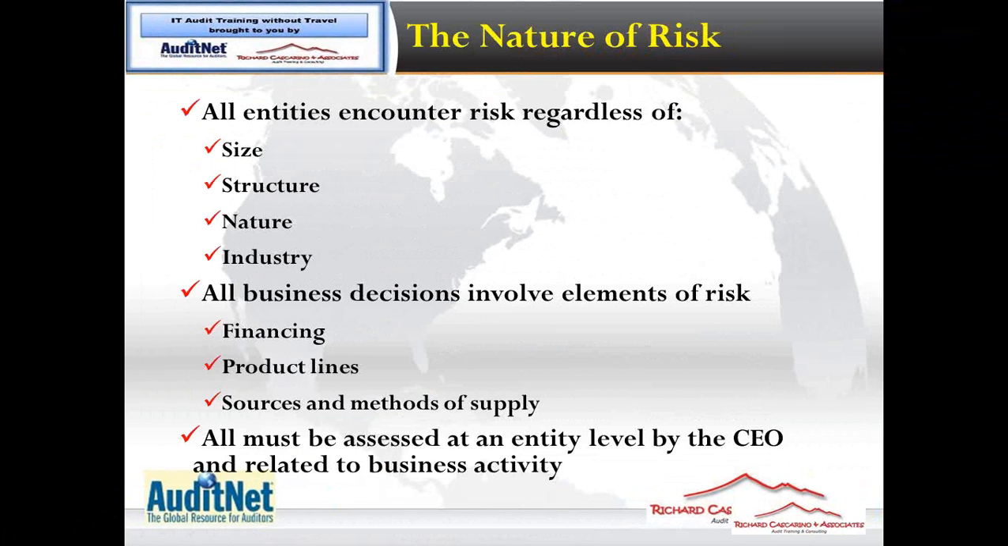So if we decide that we're going to bring in an expert, and that expert is not all that expert, we're in trouble. If we decide that we're going to develop our own people, and we can't develop them fast enough or far enough, we're in trouble. So every decision involves some form of risk. And all of these have to be assessed at the entity level by the chief executive and then related to whatever business activity the organization is involved in.